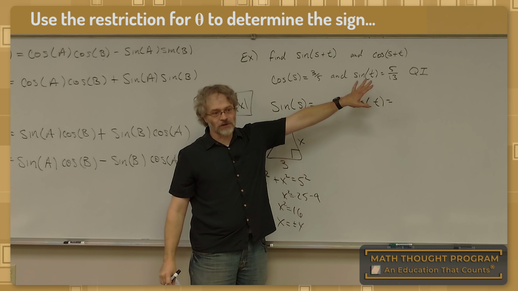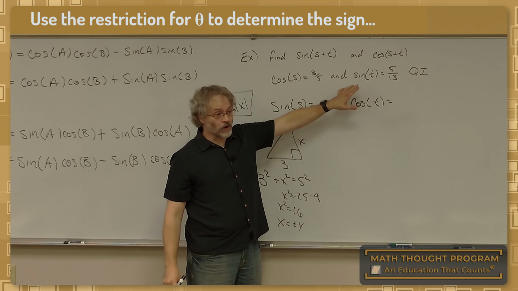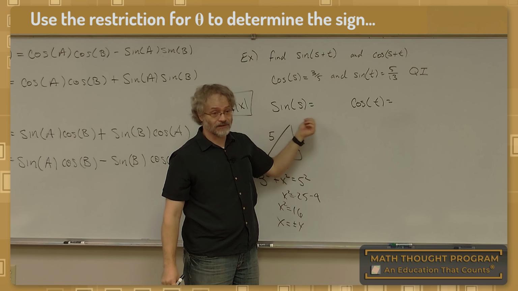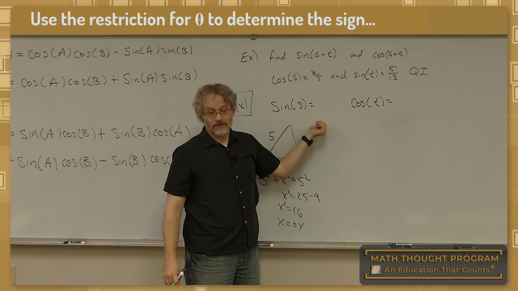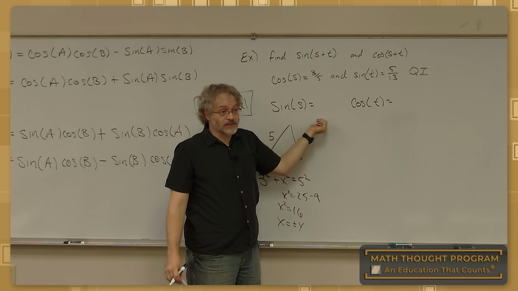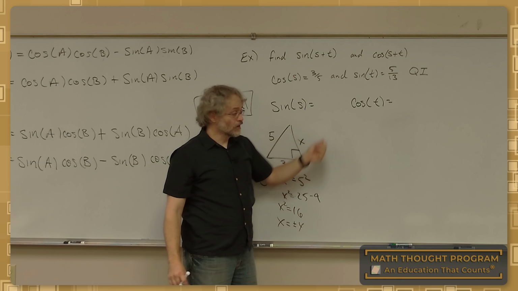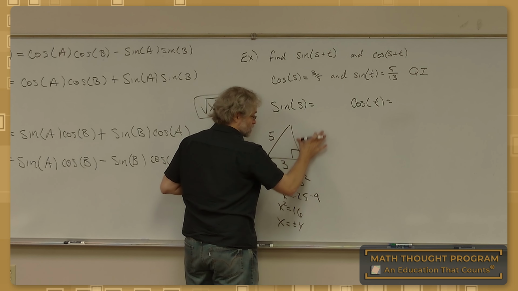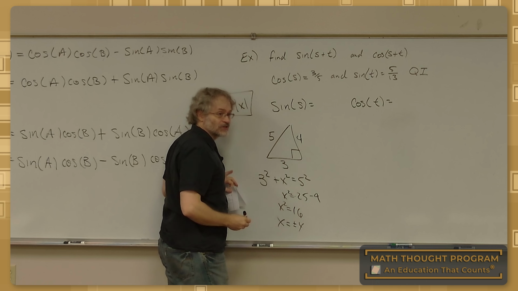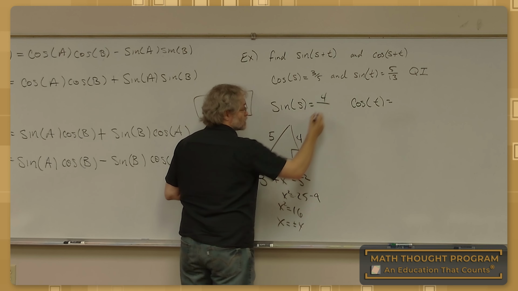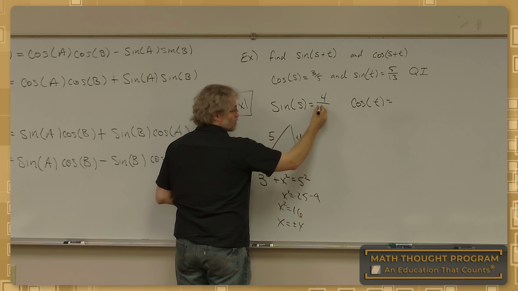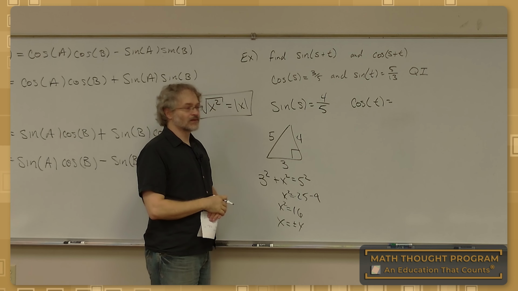Well, the problem says we're going to be in quadrant 1. And in quadrant 1, what happens for sine? Sine corresponds to y, and that's going to be positive. So in this case, we'll just say 4. We're in good shape. So we have 4 and the hypotenuse 5.